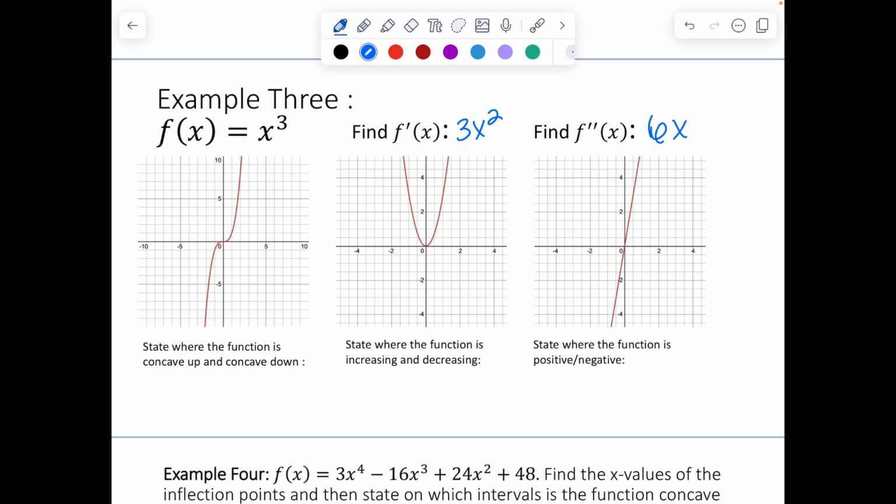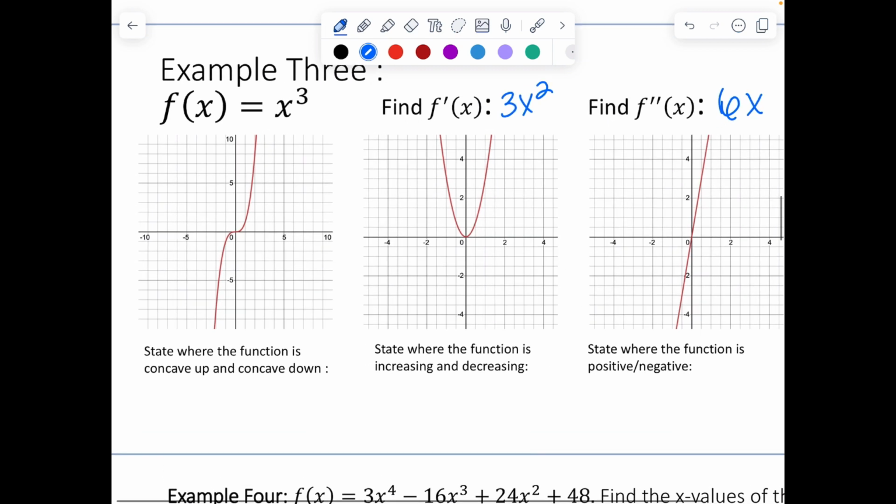So if I just look here, this says to state where the function is concave up or concave down. I'm just going to use my highlighter. And this is concave down because it's looking like a slide to me. And then it stops being concave down right there. So concave down.